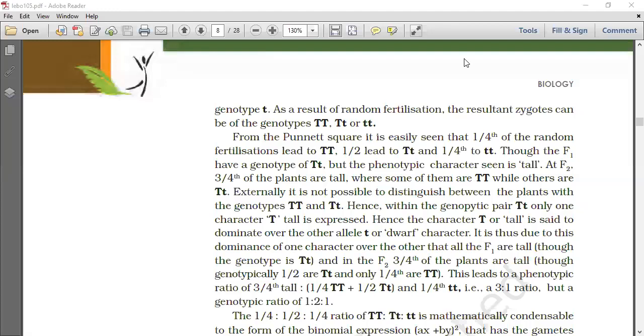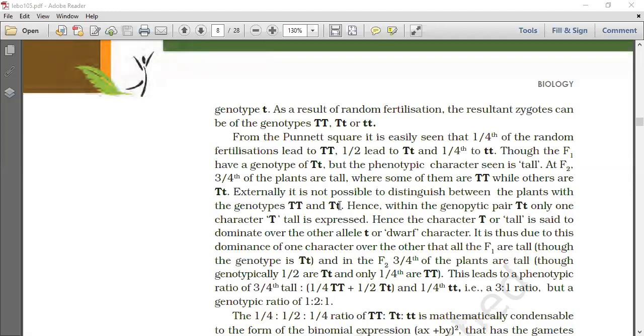Just for reading's sake, we know all this. From the Punnett square, it is easily seen that 1/4 of the random fertilization led to capital T homozygous tall, 1/2, that means 50%, are heterozygous tall, and 1/4, that means 25%, are homozygous dwarf in F2. Though the F1s have the genotype capital T small t, the phenotypic character seen is tall. At F2, 3/4 of the plants are tall, where some of them are homozygous tall while others are heterozygous. Externally, it is not possible to distinguish between the plants with homozygous and heterozygous genotypes.